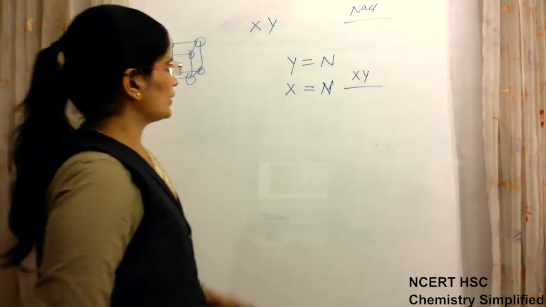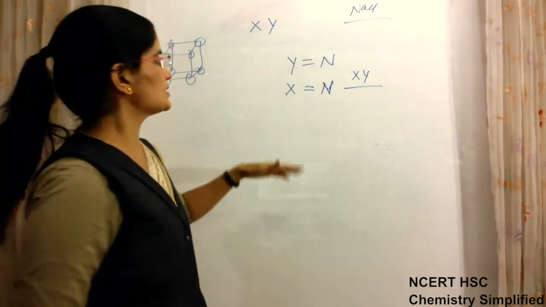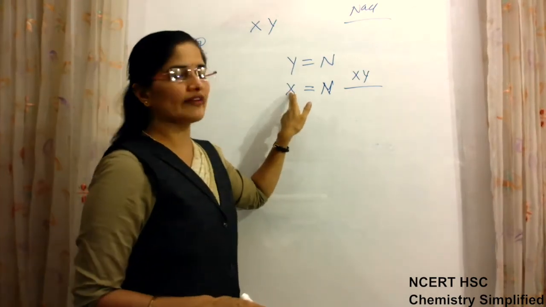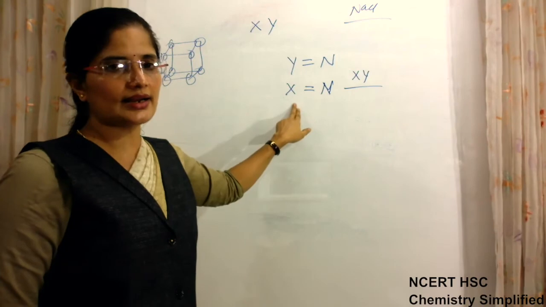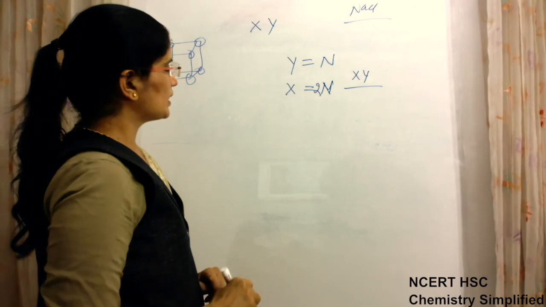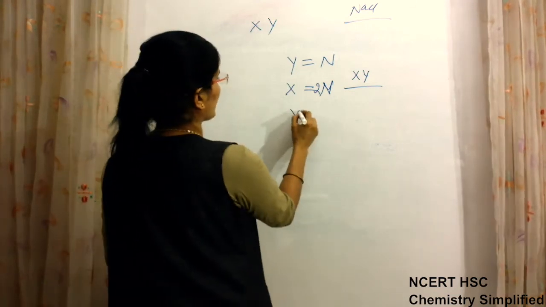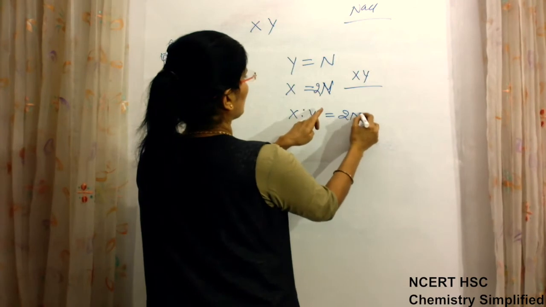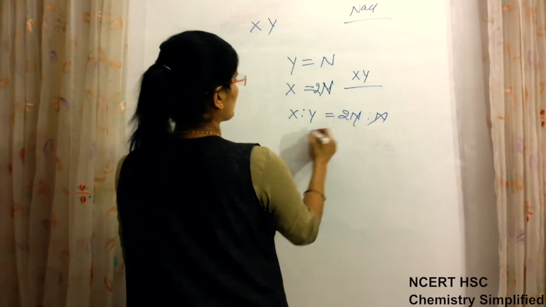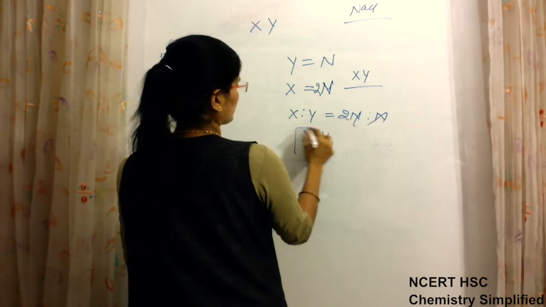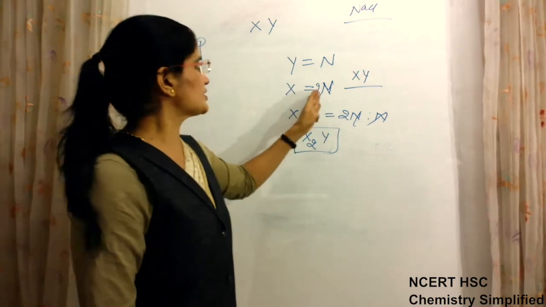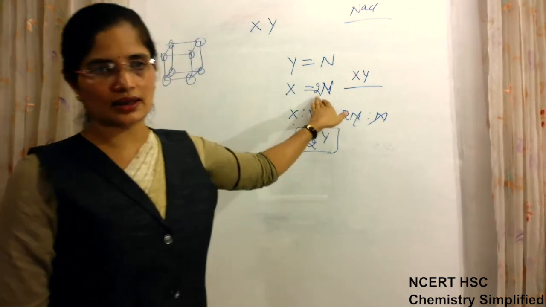Now if the question had been like this, that the particles of Y occupy the CCP and the particles of X are present on all tetrahedral voids, then instead of n I would have written 2n here. That means the formula of the compound would be X is to Y equal to 2n is to n. That means X and Y are in the ratio 2 is to 1. So the formula would be X2Y, or don't write 1. This would have been the question if instead of octahedral here it had been tetrahedral.